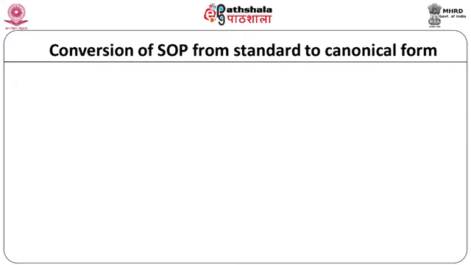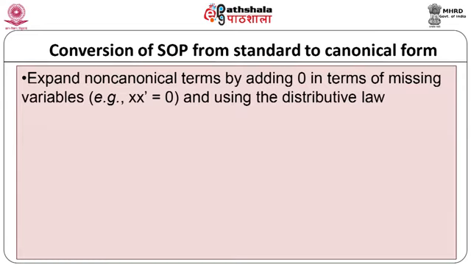The procedure that we have adopted for converting product of sum from standard to canonical form is once again similar. The first step is expanding the non-canonical terms by adding 0 in terms of the missing variables, say for example x x bar is equal to 0, and then using the distributive law. The second step is removing the duplicated terms.